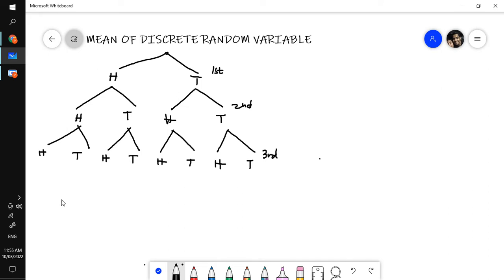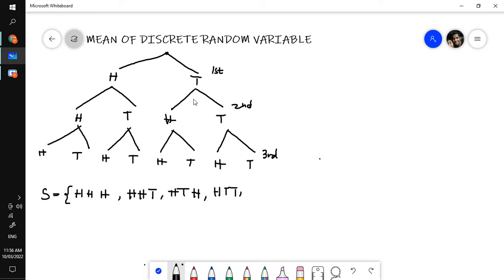Next is to get the sample space. The sample space is the set of all the possible outcomes. So let's denote that one with a capital S. Now let's get the possible outcomes. We have head. So we'll be writing that one here. Head, head. Next, head, tail. Let's write it down. Head, tail, head, and head, tail, tail. Okay, there we have it.